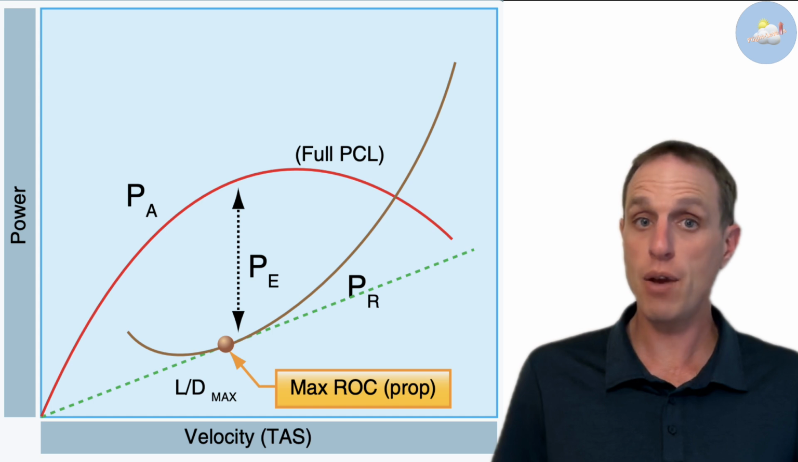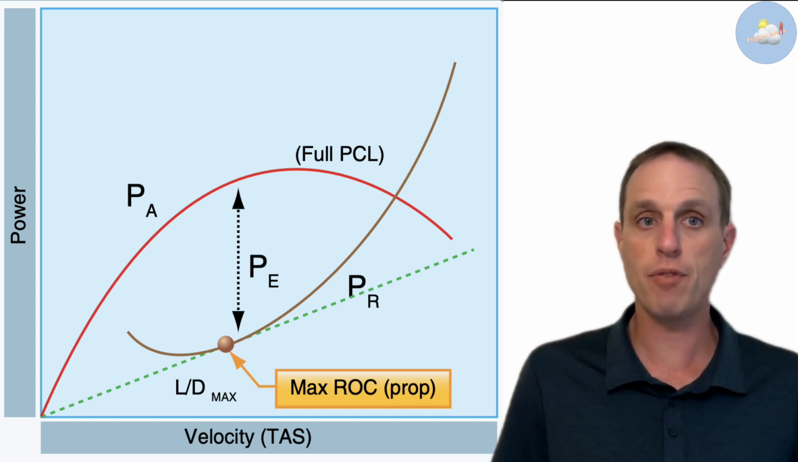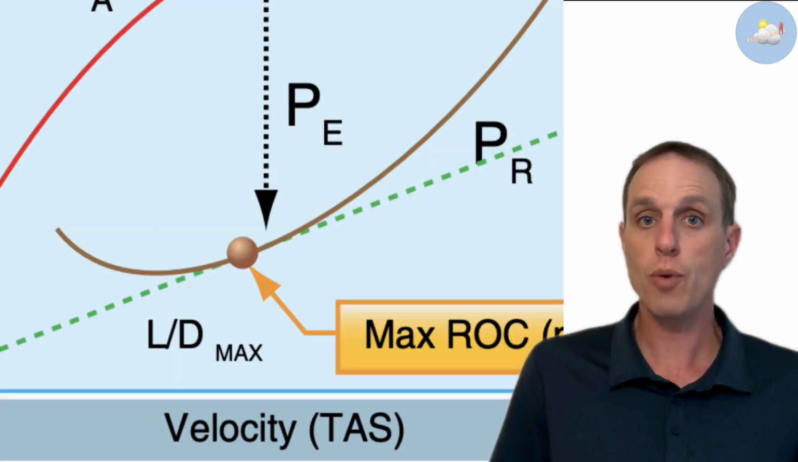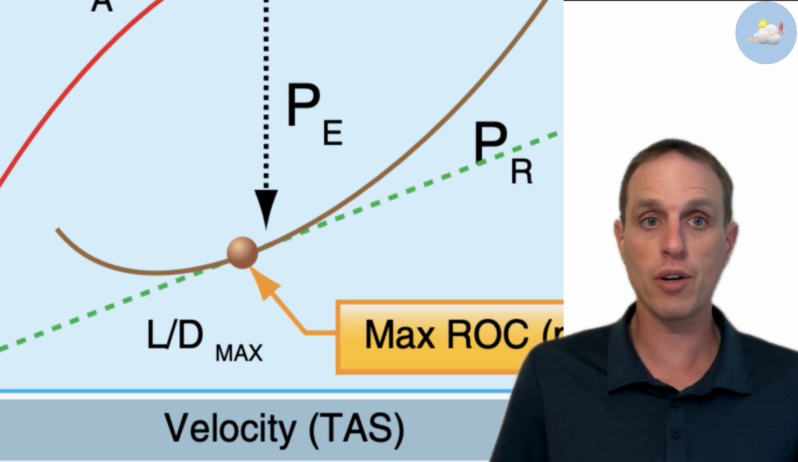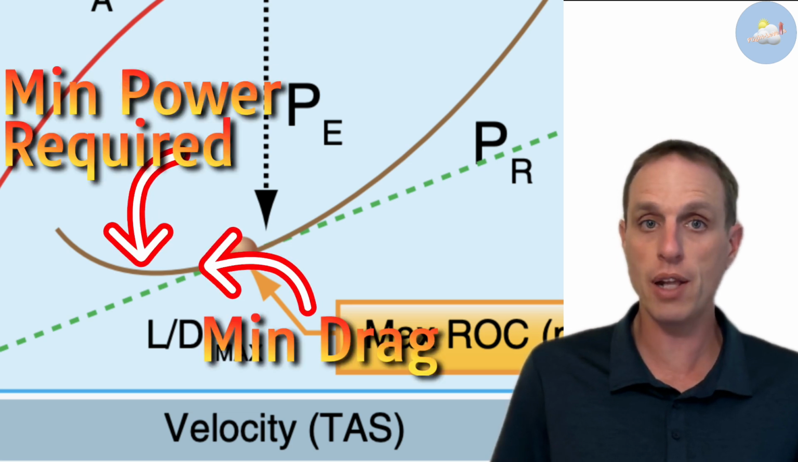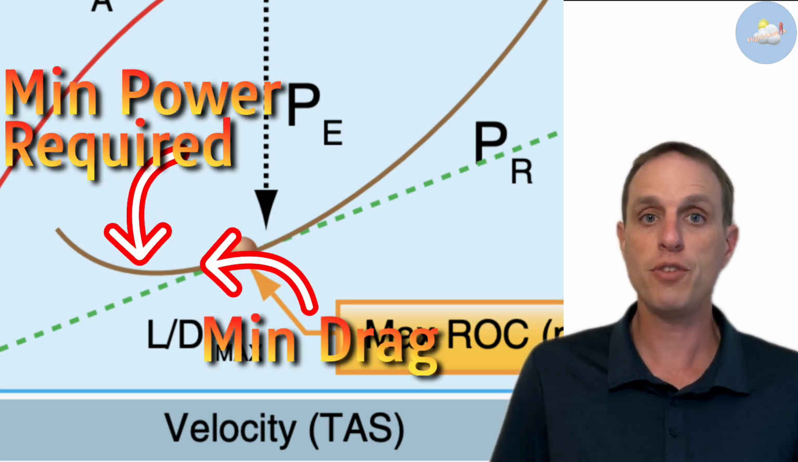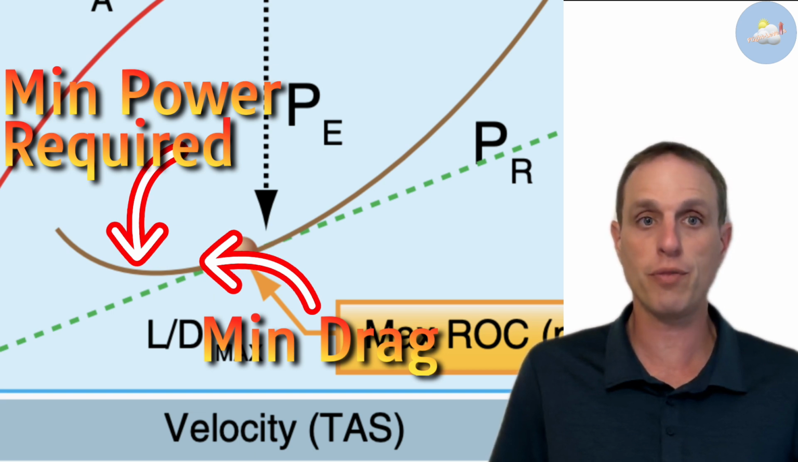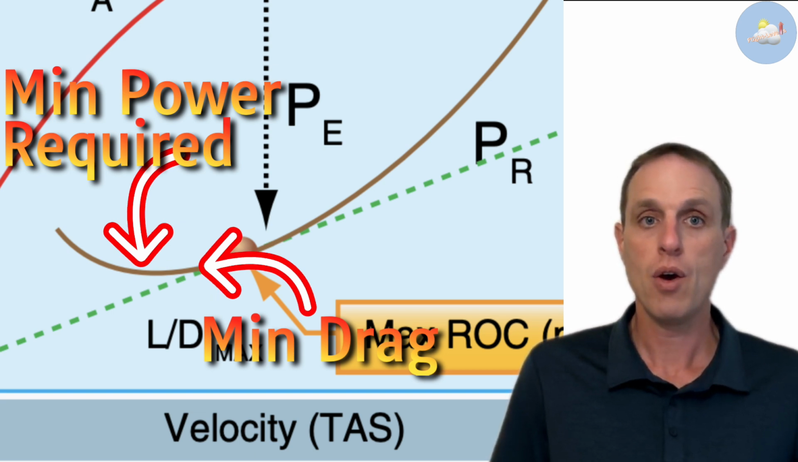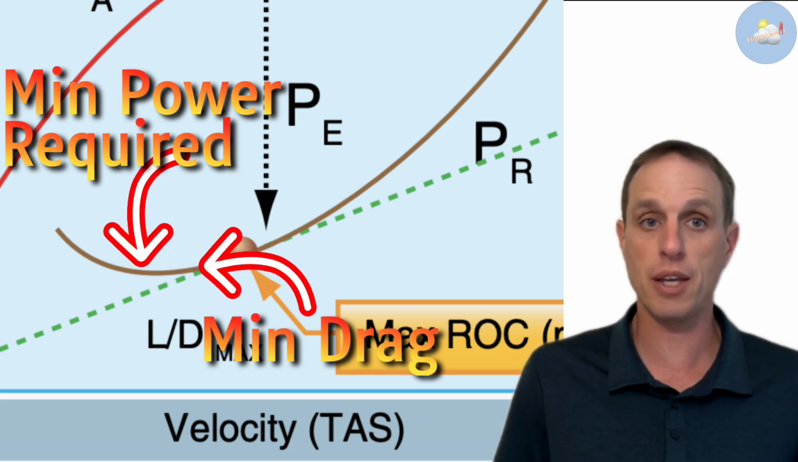As we slow down from L over D max, the decrease in speed and the flattening of the power required curve results in something amazing. The lowest point on the power required curve is at a speed slower than L over D max. This is the speed of maximum endurance for a propeller-driven airplane. Or for you glider pilots out there, minimum power required speed is the speed for minimum sink.